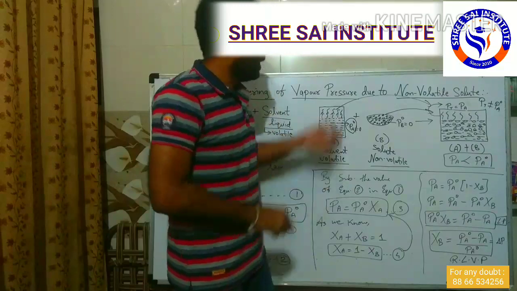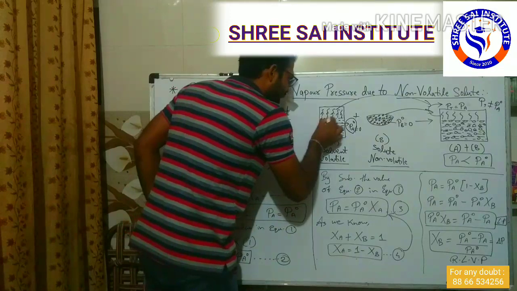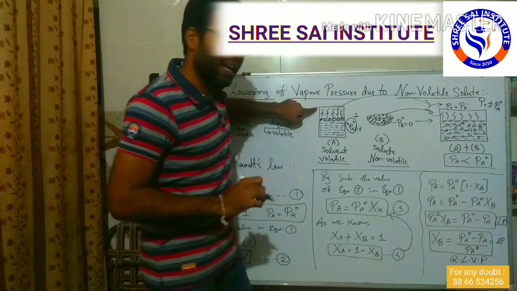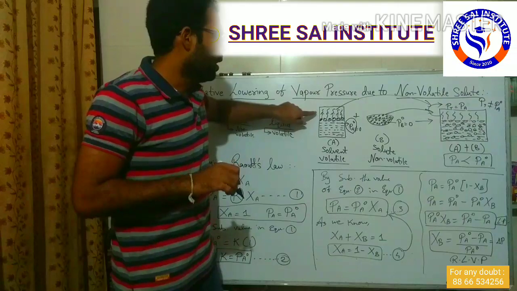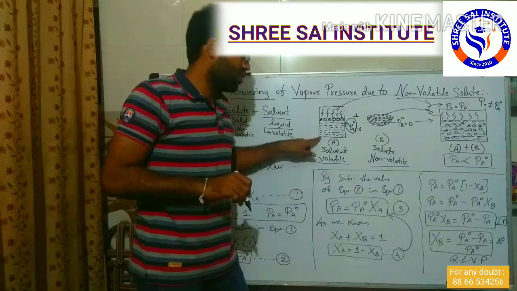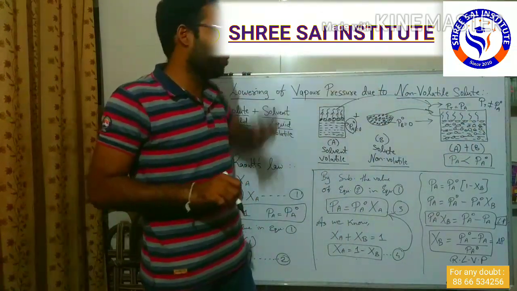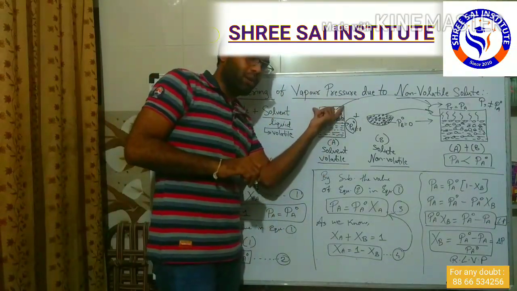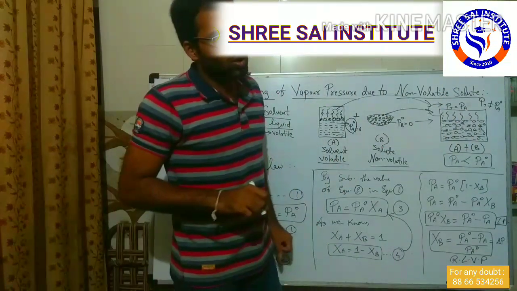So in this case, suppose on the surface there are 8 to 10 molecules. Vapor pressure is directly proportional to the mole fraction, that means the number of molecules present on the surface that get evaporated. Compared to this vessel, in this vessel only 5 to 6 molecules are present, and here 8 to 10 molecules are present. That means the vapor pressure created by 10 molecules is much more than the vapor pressure created by 5 to 6 molecules.